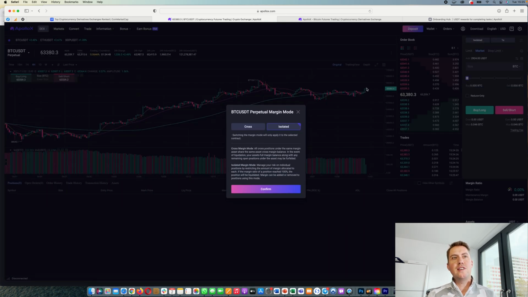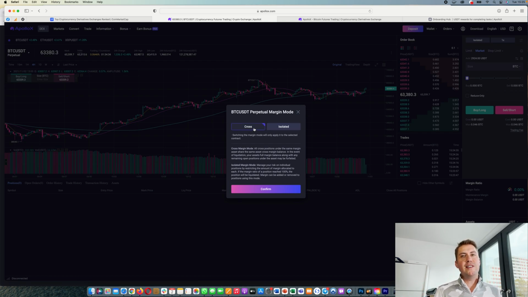So first of all, you need to select if you want to do isolated or cross margin. Isolated margin basically means I have 3,000 USDT here. So I can say with isolated margin, okay, I want to open a trade and I only want to invest 1,000 USDT.